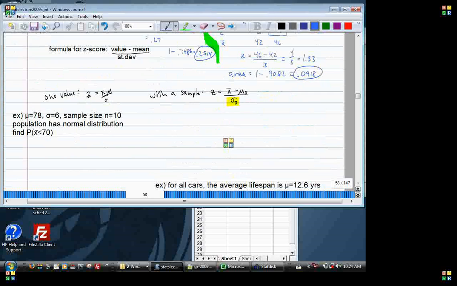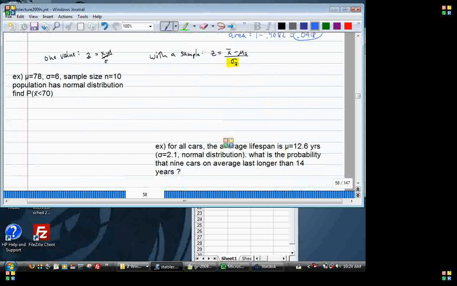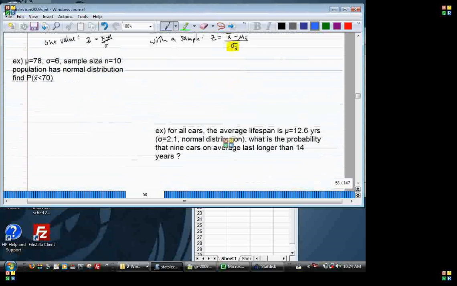So why don't you guys work on these two problems?